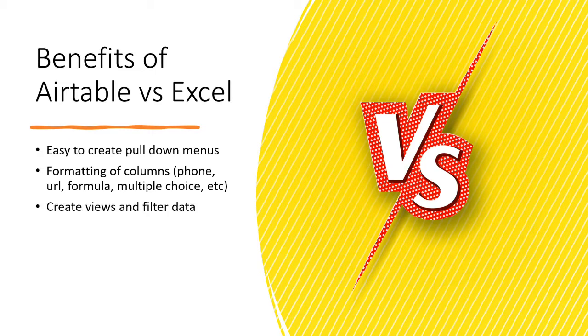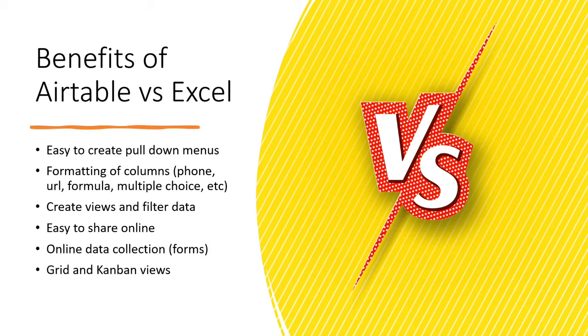Airtable is great for creating views and filtering data, and very easy to share online. That's really the power of it. Excel is much more difficult to share with people online, whereas Airtable just makes it seamless to share your data online. And you can use Airtable for online data collection. It's very easy to create forms using it. Airtable has both grid and Kanban views. For those of you who aren't familiar, Kanban's kind of a card-based system, similar to what Trello uses, and we can show you an example of a Kanban view later on.